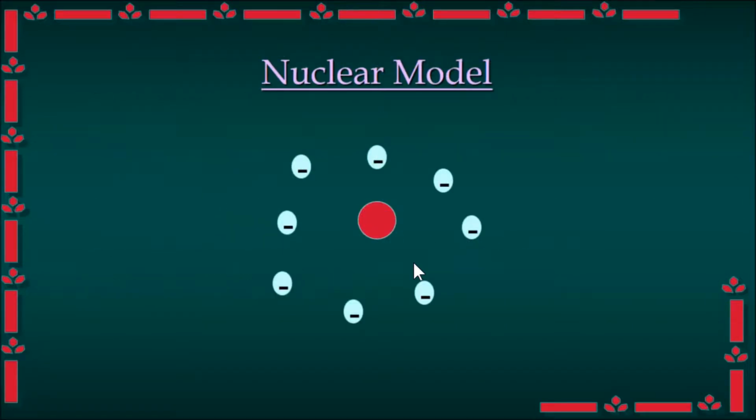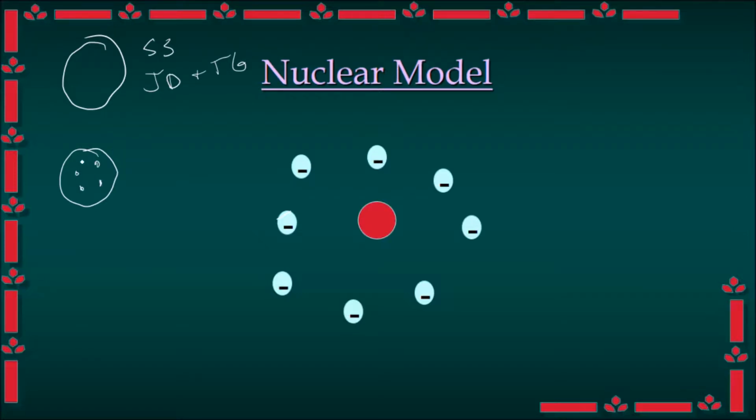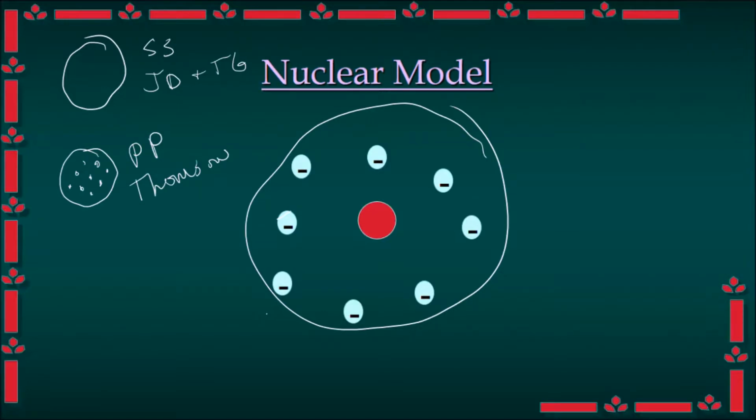Okay, so let's review. What do we call this one? 1803. Solid sphere model. And who came up with it? The Turkish Greeks. Then came this one in 1897, I think. 1904? The plum pudding model, by whom? Okay, now we have the nuclear model by Rutherford, but he also associates something very important with it, and that experiment is called?